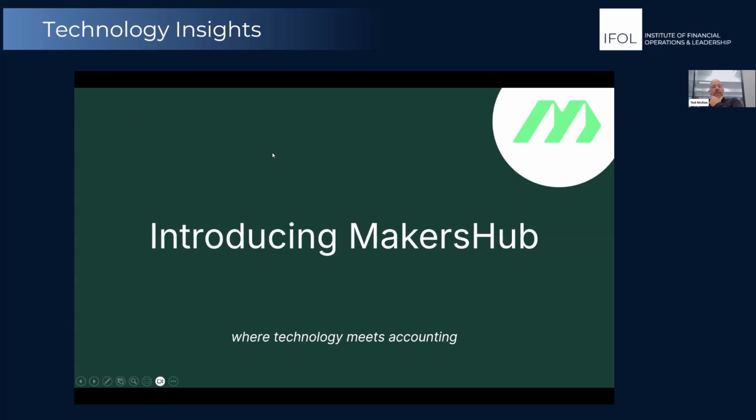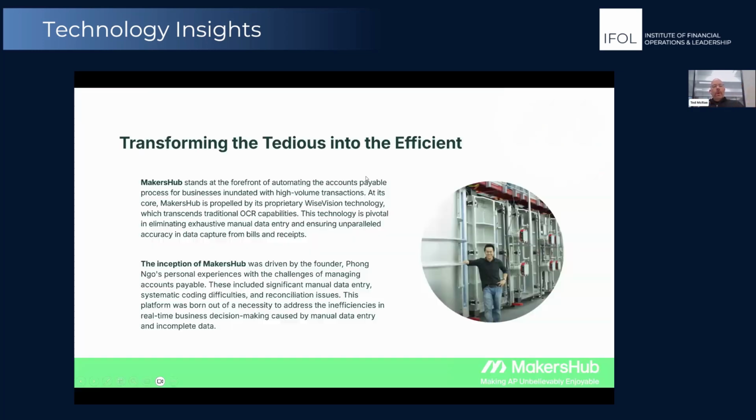Okay, so let's get into an overview of MakersHub. We're an AP platform. If you take a look on the screen here, this guy in the lower right-hand corner, his name is Phong Ngo, and he is one of the co-founders of MakersHub. He had some of the same issues that you all probably have when it comes to AP. He's standing in front of these vats, and he's an engineer by design. He designed these vats, and they have about 10,000 to 20,000 parts per vat.